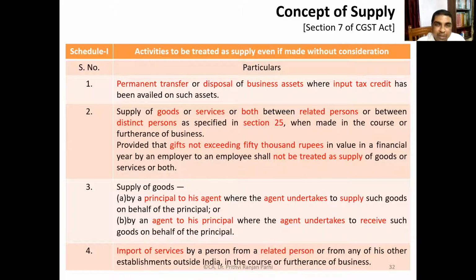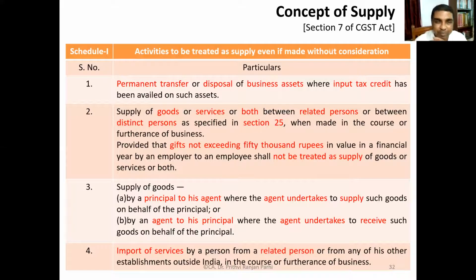First, you see, permanent transfer or disposal of business assets where input tax credit has been availed on such assets. So that means there might be a business asset which you have purchased and availed input tax credit on it, and you are selling or disposing of that asset. In that situation, if that asset is permanently transferred or disposed of, even if there is no consideration, since you have availed input tax credit, it will still be regarded as supply. Is it clear? You may feel free to ask in case you have any doubt.